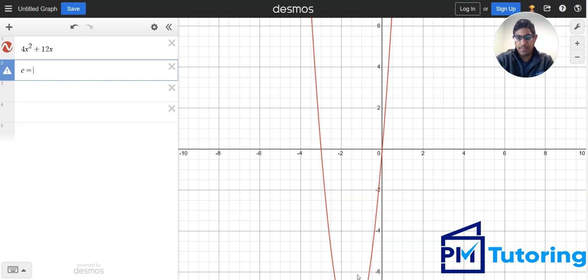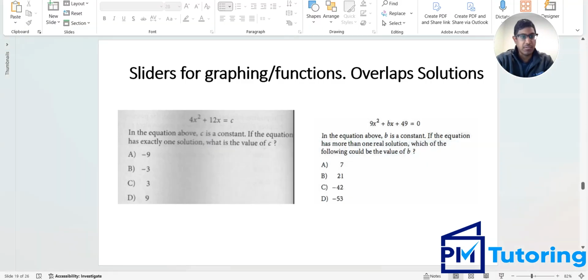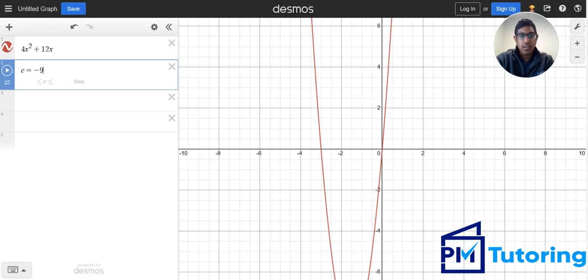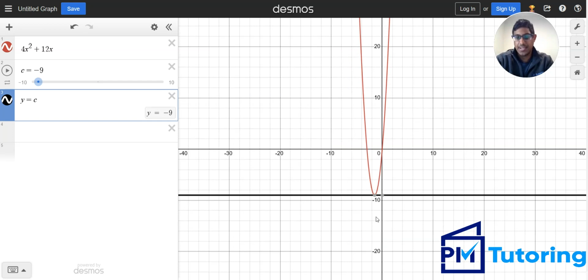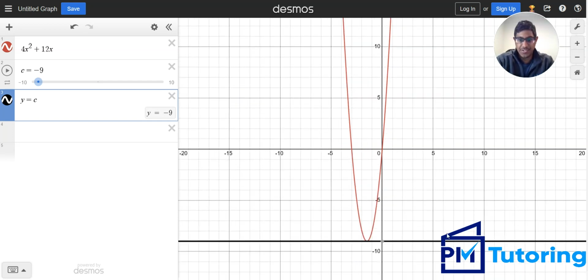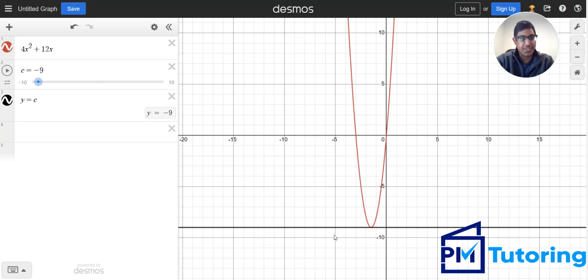Equals, and then some number. So we'll start off with c equals -9. And then we have y equals c. If we zoom out, we could see that is the line y equals -9. And that actually is where they intersect once. So that is our correct answer over there.